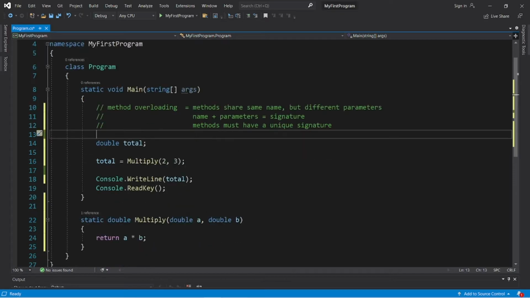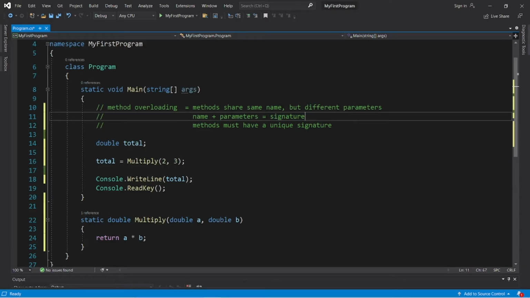Now, methods can actually share the same name, but you'd need a different set of parameters. A method's name plus its parameters equals a method's signature, and methods must have a unique method signature.